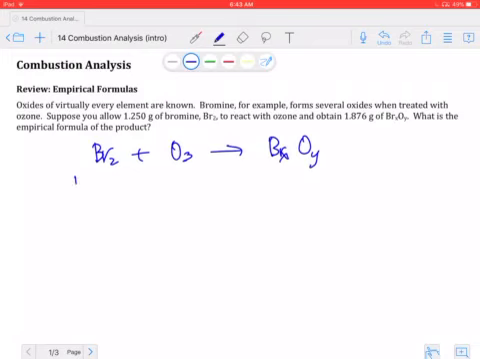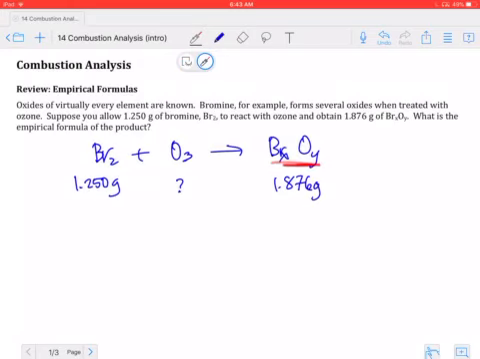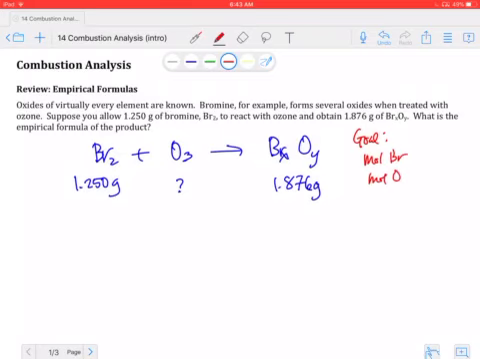And we know that I'm going to start with this 1.250 grams of this. I don't know how much ozone I'm adding, but I do know that we collect at the end 1.876 grams of the product. I want to know what the formula is of this product here. So anytime we do empirical formula, we need to get mole ratios. So my goal here is to find moles of bromine and moles of oxygen, right? And then once I can ratio those, I can get to that empirical formula.